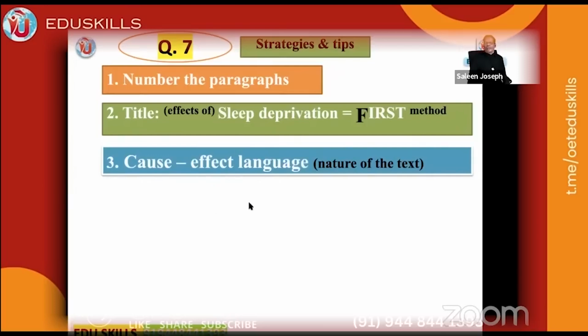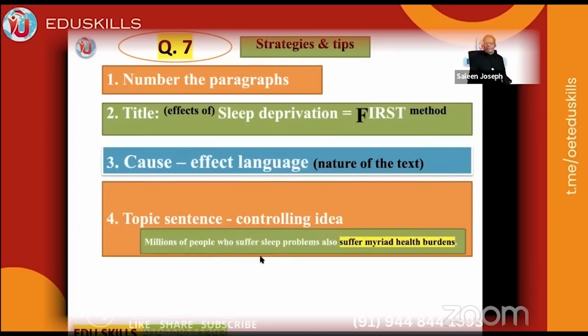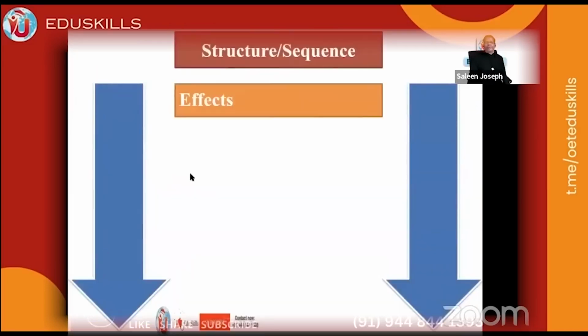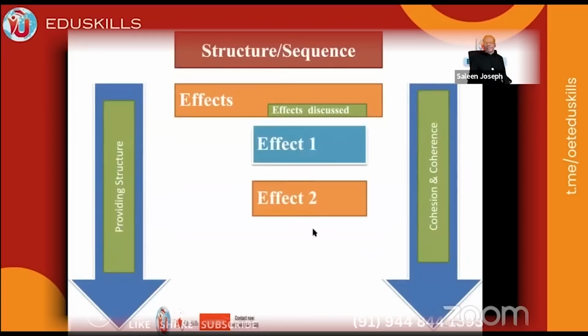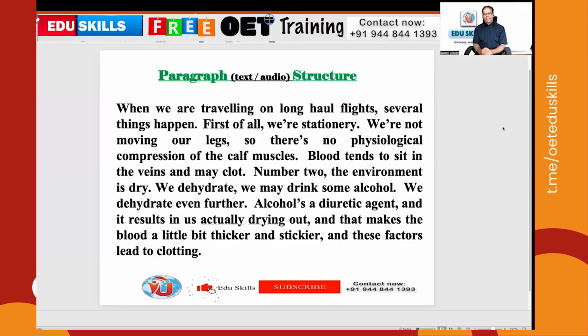Third, cause and effect language, the nature of the text. Fourth, topic sentence and controlling idea: millions of people who suffer sleep problems also suffer myriad health problems. Fifth, paragraph structure. These are the things you have to be mindful of. See the structure, sequence, effects: effect 1, effect 2, effect 3, effect 4. For the conclusion, link. Somebody please read this.